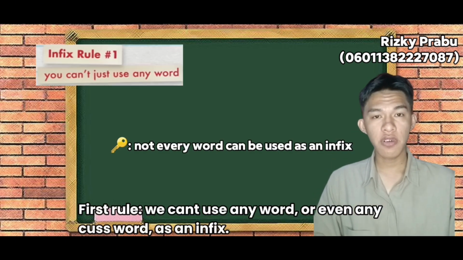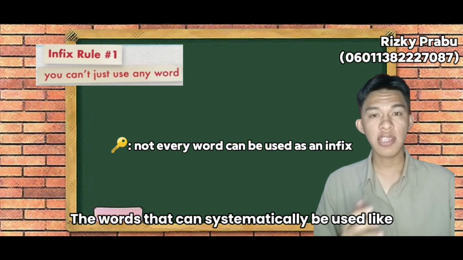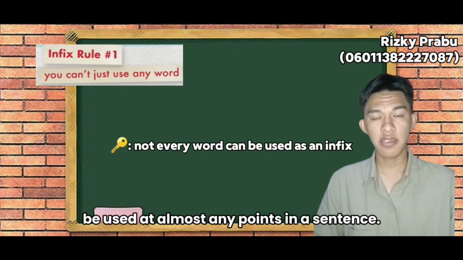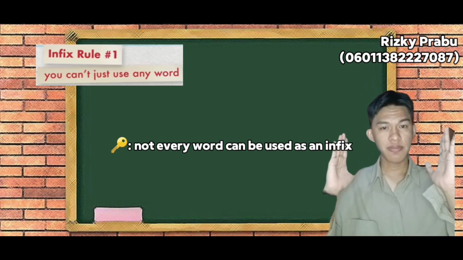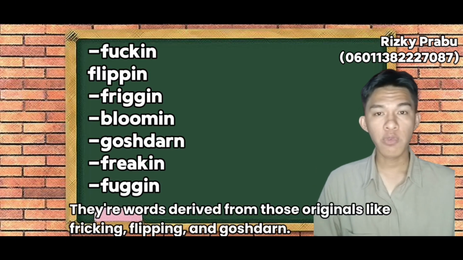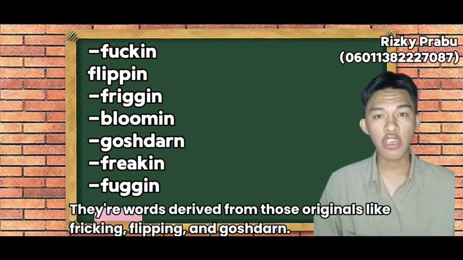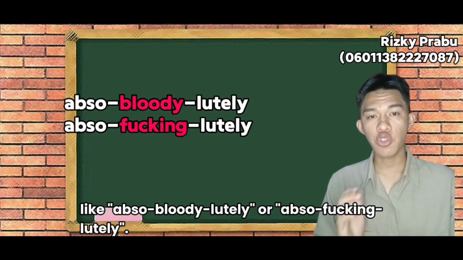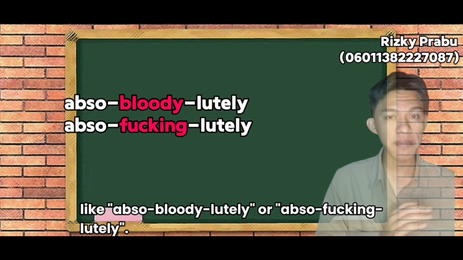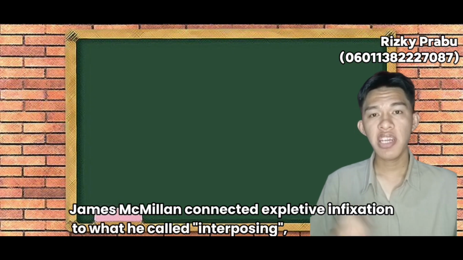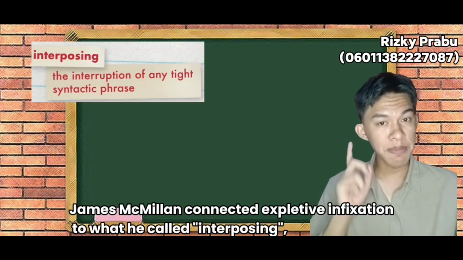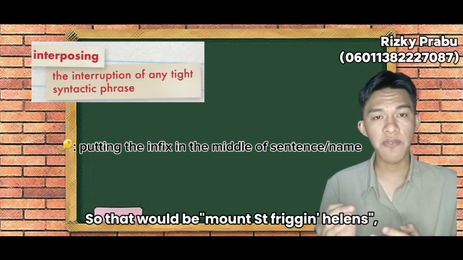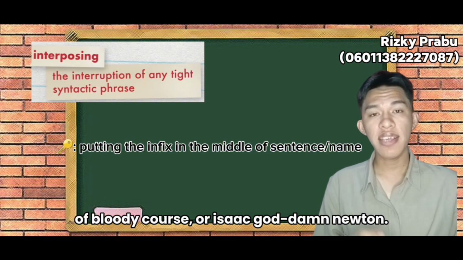First rule, we can't use just any word or even any cuss word as an infix. The words that can systematically be used like this are expletives that can already be used at almost any point in a sentence. And here are the lists that we can use. They are words that derive from those originals, like freaking, flipping, gosh darn. And we can put a huge number of cuss words in the middle of a word, like absolutely or absolutely. In a 1980 article, James McMillan connected expletive infixation to what he called interposing, which is the interruption of any diacritic phrase. So that would be Mount Saint bloody Helens, or Isaac goddamn Newton.